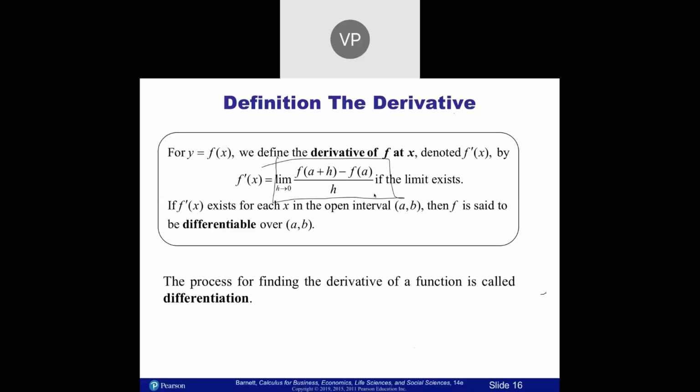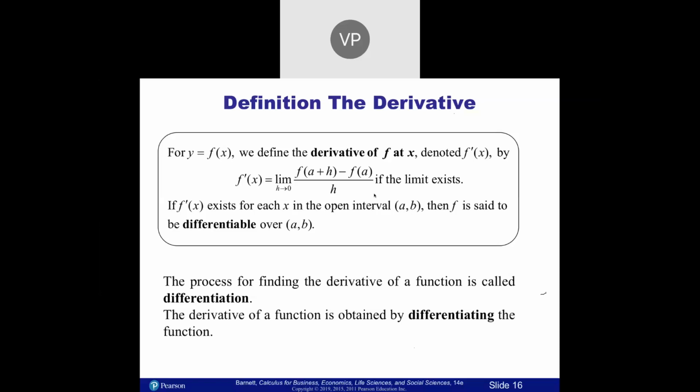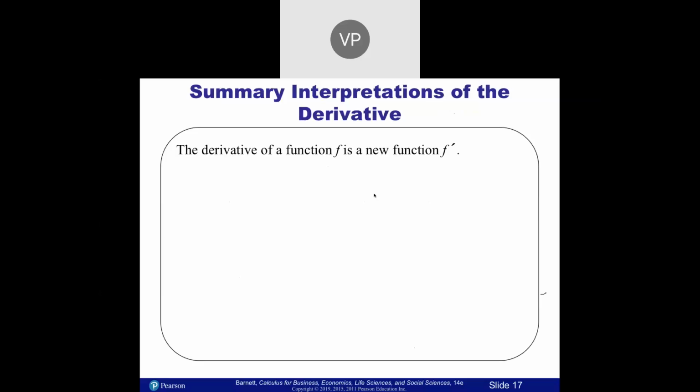Something is differentiable if the derivative exists. The process for finding the derivative is differentiation. We're kind of using the same words, so don't get bothered by this. Differentiating is the actual act. It's just different parts of speech. So now we want to figure out how to find this. The new function is going to be called f prime. That's what is on the right there.